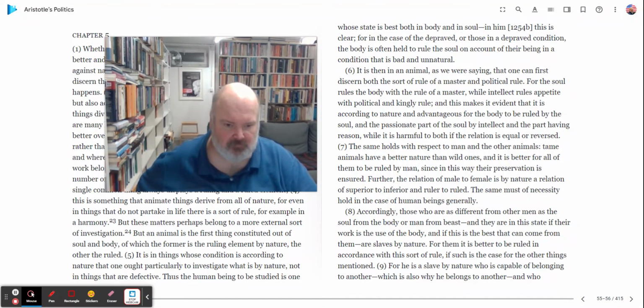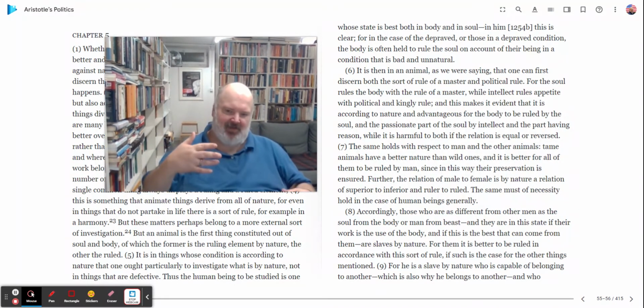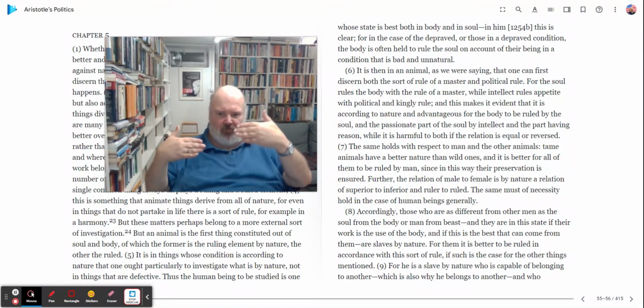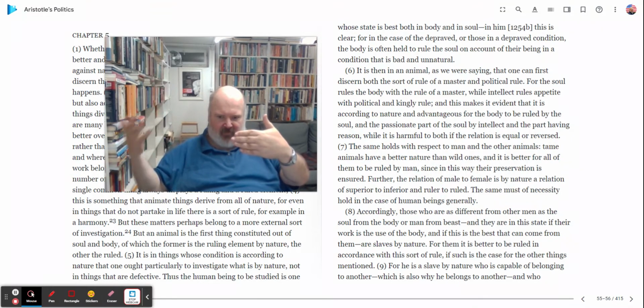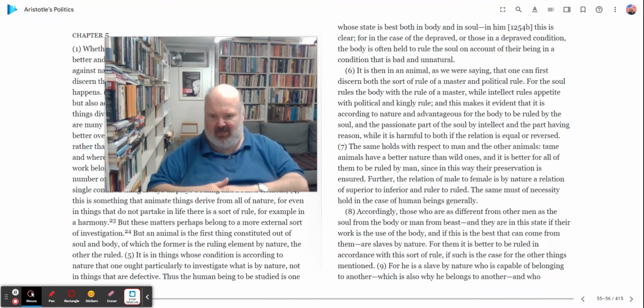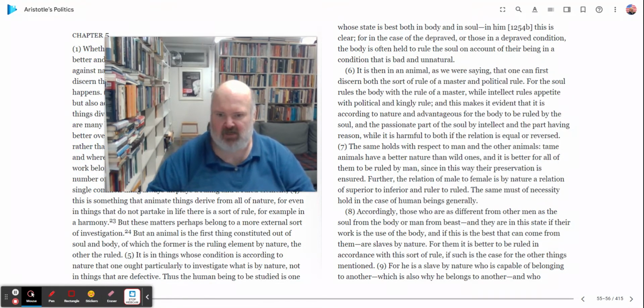For them, it's better to be ruled in accordance with this sort of rule, if such is the case for the other things mentioned. In other words, it's like animals, which are better off ruled by human beings, so they live longer, they do better. So it's more advantageous for them. An animal, when cultivated, it's more advantageous for them in that sense.